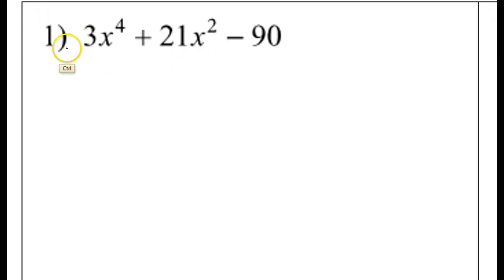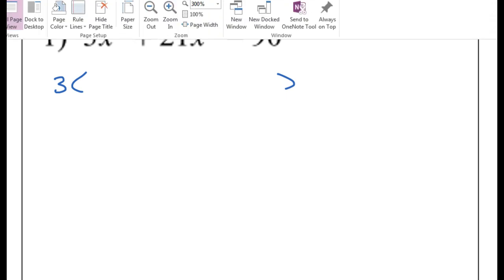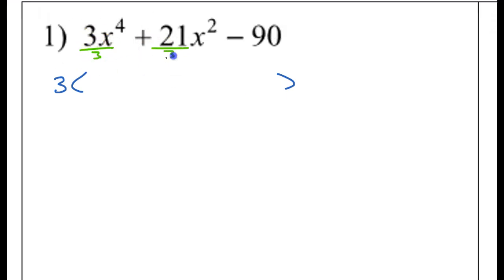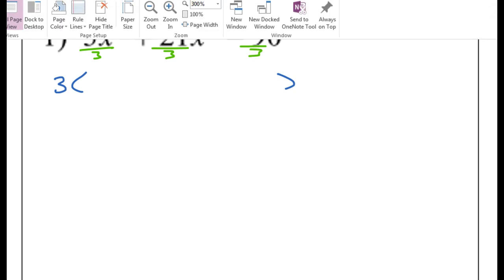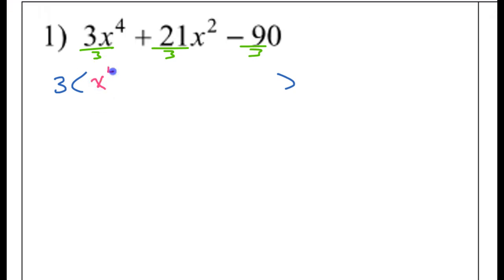In either case, the first step is to see if there's a common factor. There is. All of these numbers are divisible by 3. So 3 is the GCF. If I divide everything by 3, then that's going to leave me with x to the 4th power plus 7x squared minus 30. Okay, so this is what we have. So for this problem, I'm going to go ahead and do the box method.